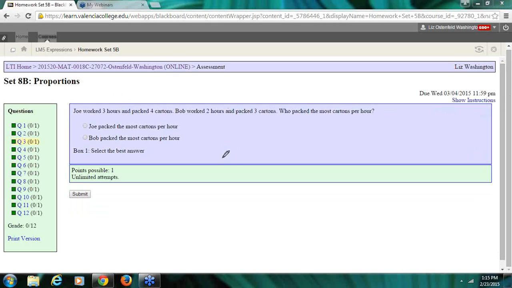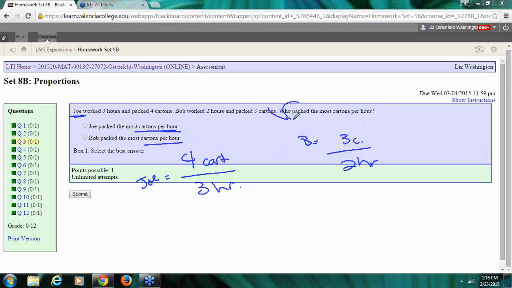Here Joe worked. Joe did 4 cartons in 3 hours. Now the reason I'm writing cartons first and hours second is I can see in the answers it put cartons per hour. Cartons per hour. So I want to make sure I'm writing my ratios and my proportions as cartons per hour. So Joe did this. 4 cartons in 3 hours. Bob did 2 hours of work and only did 3 cartons. Who packed the most cartons per hour?